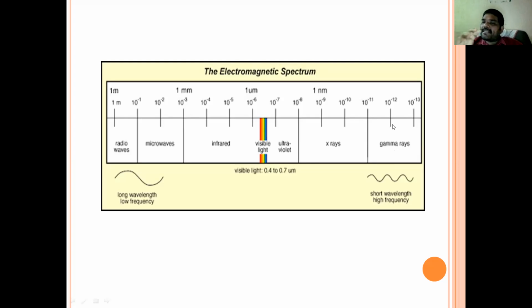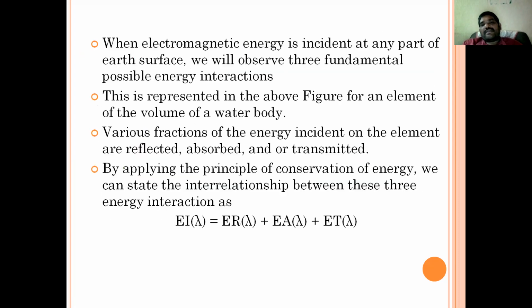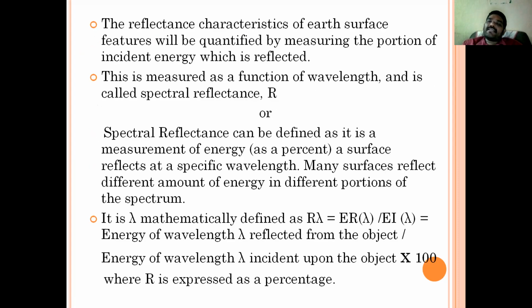Spectrum means all the wavelengths recorded from electromagnetic radiation, taken onto a plane sheet, give the spectrum. Simply, spectral reflectance can be defined as a measurement of energy that a surface reflects at a specific wavelength. That is called spectral reflectance.